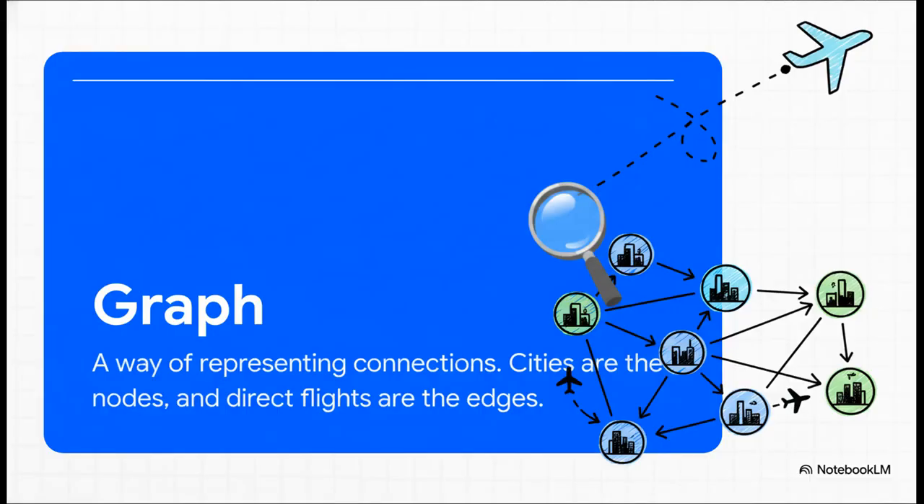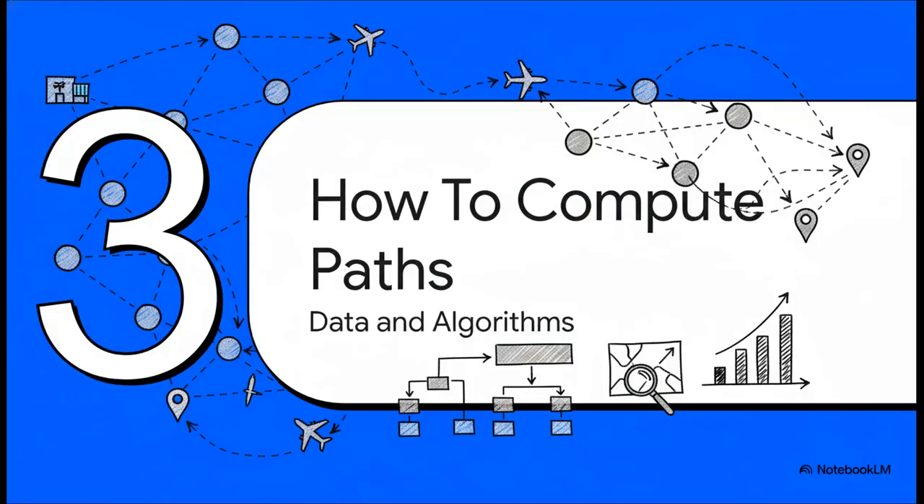And this way of representing connections actually has a formal name in computer science. It's called a graph. It's an incredibly powerful concept. You just think of the cities as dots or nodes, and the direct flights between them are the lines or edges. Just like that, we've turned a real-world travel problem into a neat mathematical object. Okay, so we've modeled our airline as a graph. That's a huge first step. But now what? How do we actually use this graph to find out if you can get from Delhi to Chennai? Let's look at how a computer would approach this.